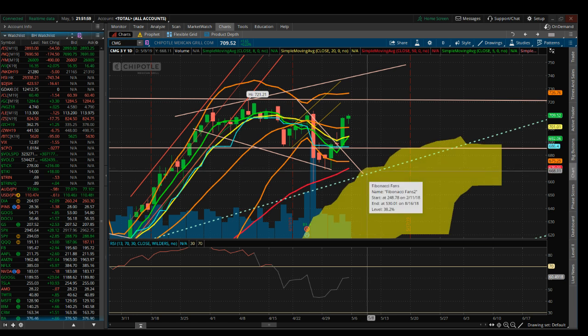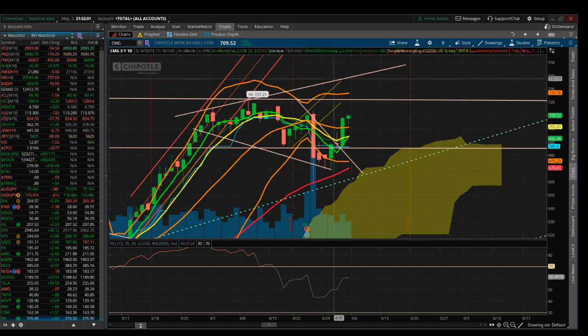I think if it tests down here, it might then work its way back up. So it's kind of in a scary situation right here. But I would see how it handles that bar tomorrow. I imagine everything gaps down tomorrow a little bit, but we'll see.